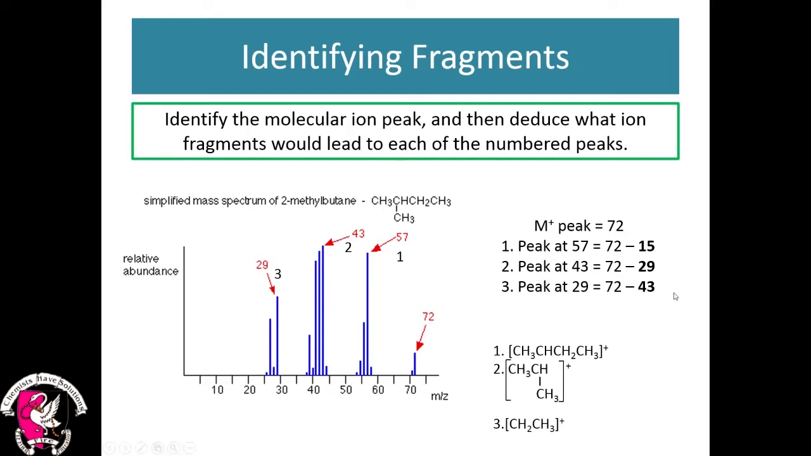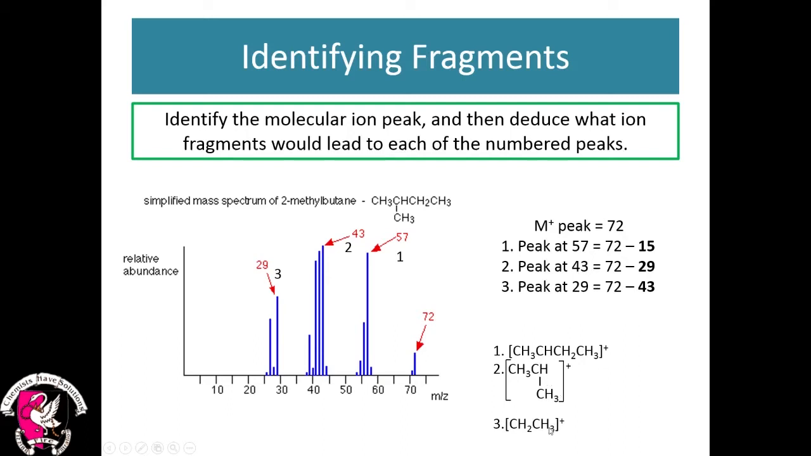Then we've got 43, which is 72 minus 29. So 29 has been lost, which is a CH2 and a CH3 group. So this part has been broken off, leaving us with this. And then finally, the peak at 29 is the opposite. It's the CH2CH3 part. So it's that bit there. So we have those three peaks which correspond to these three different fragments.